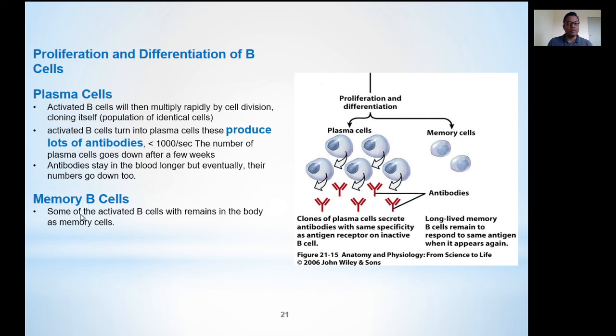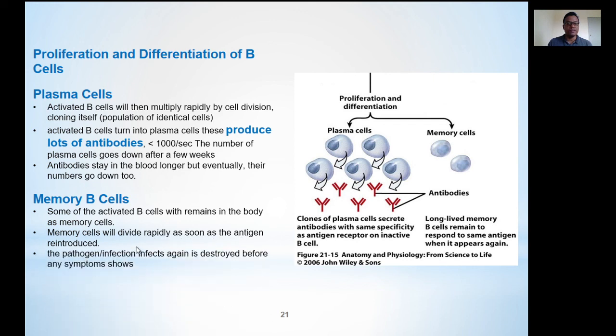As memory B cells, some of the activated B cells will remain in the body as memory cells. Memory cells will divide rapidly as soon as the antigen is reintroduced in the future. If the pathogen infects again, it is destroyed before any symptoms show.